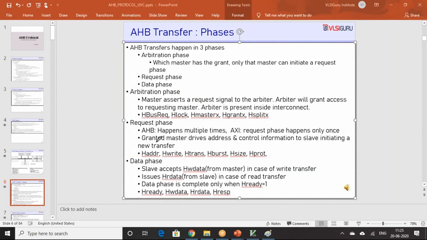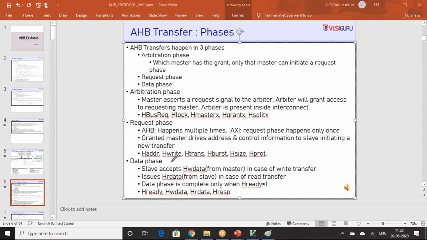What is the request phase? The granted master, whichever master we have given the grant, drives address and control information to the slave, initiating a new transfer. What are the signals involved in the request phase? HADDR, HWRITE, HTRANS, HBURST, HSIZE, HPROT. These are the signals which are used in the request phase.